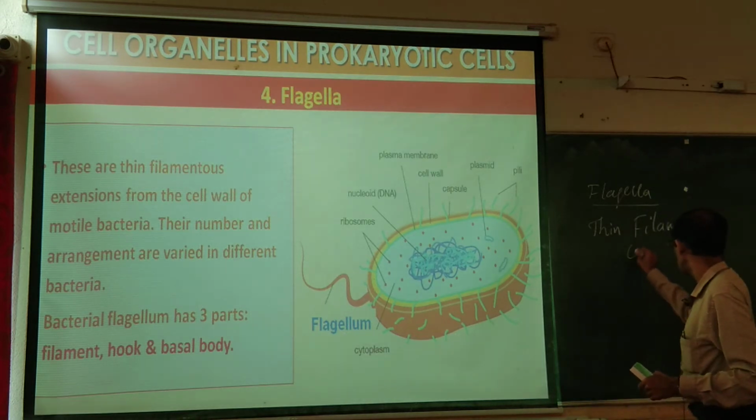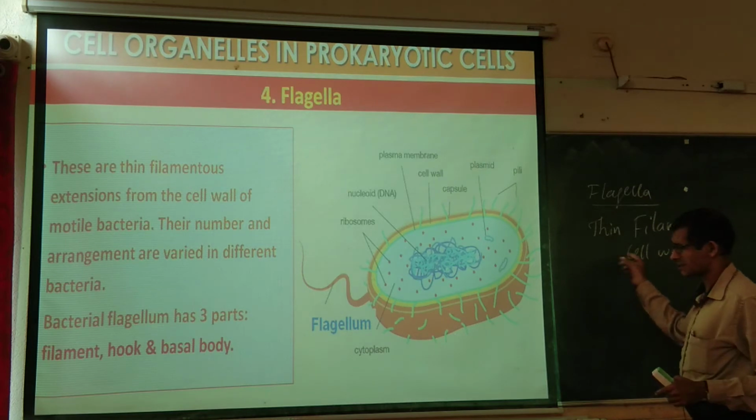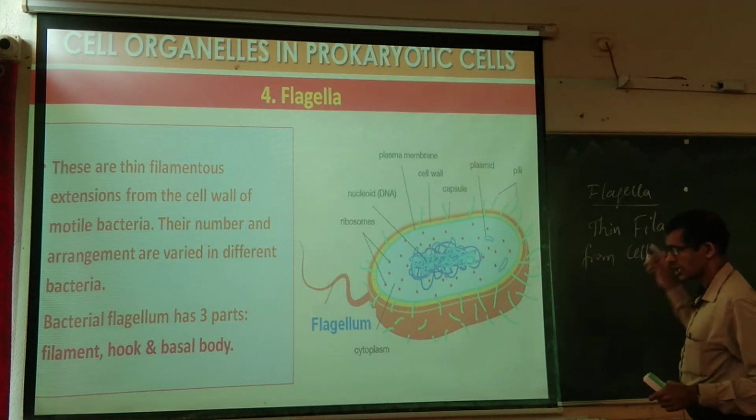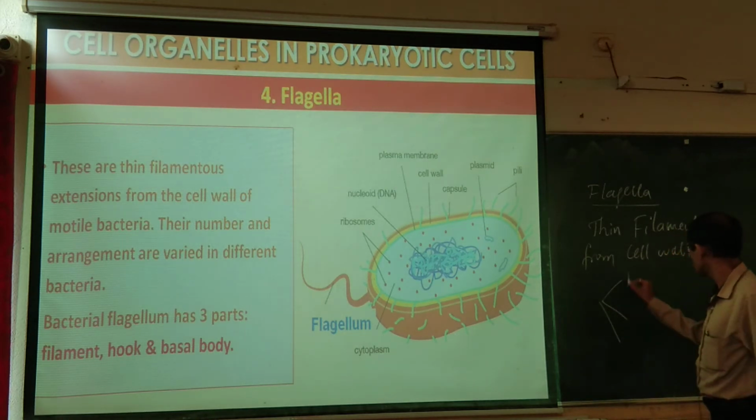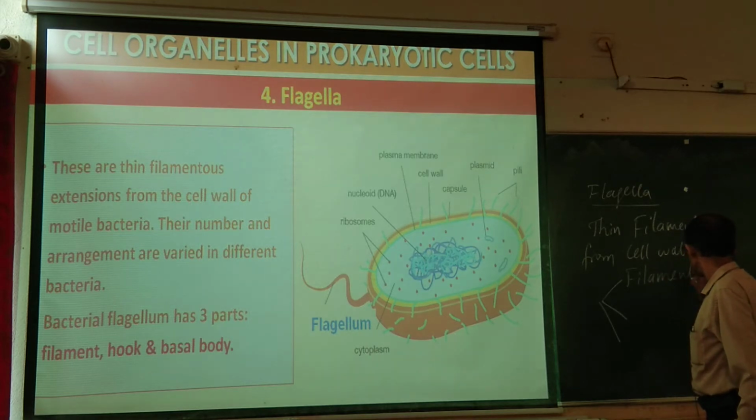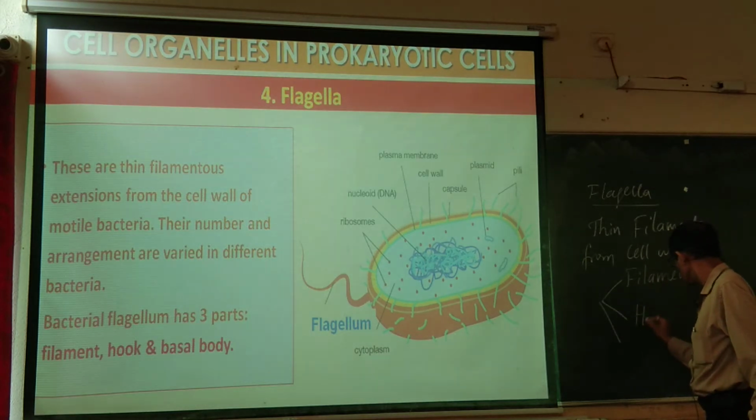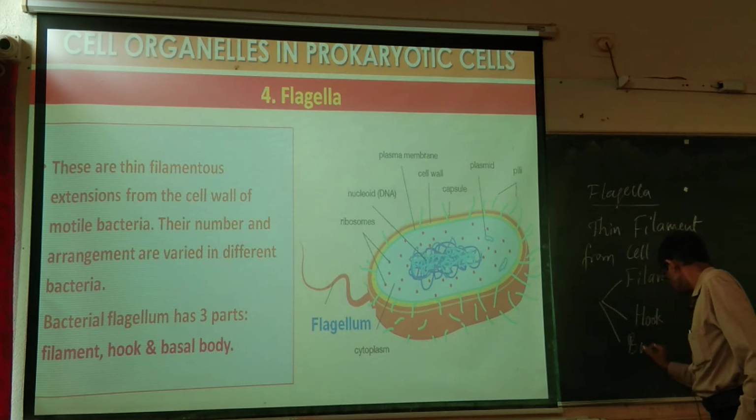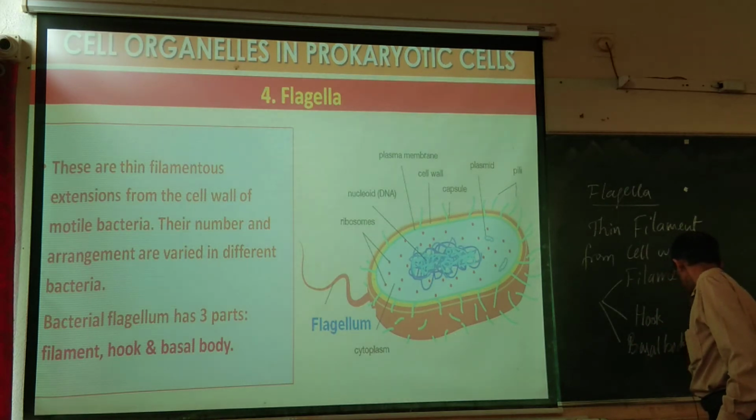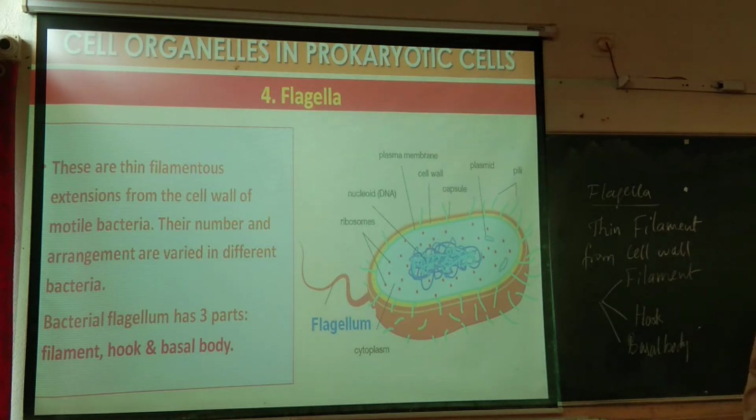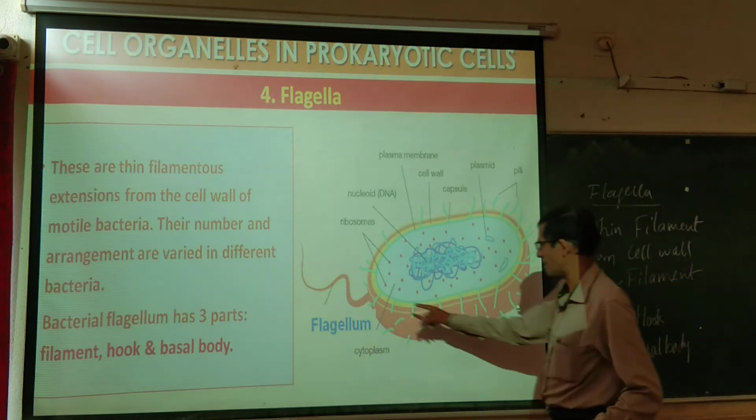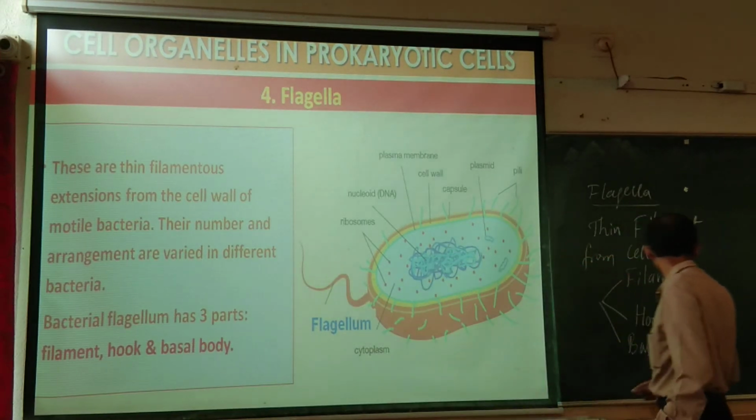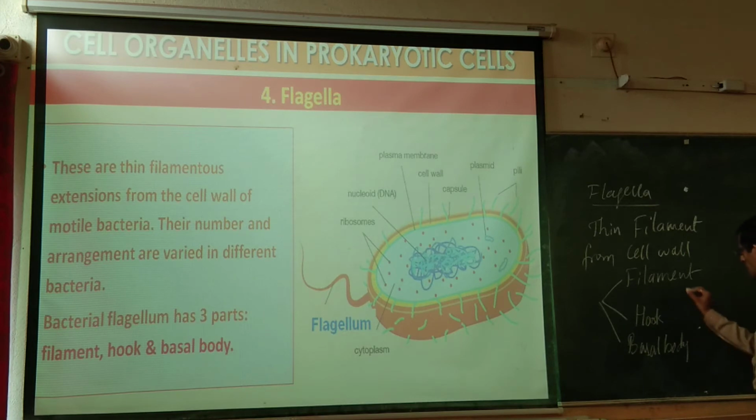And the bacterial flagellum has 3 portions. It emerges from the cell wall, attached to the cell wall region, and has 3 parts: one is the filament, second is the hook, and the third is the basal body. These are the 3 parts of one single flagellum.